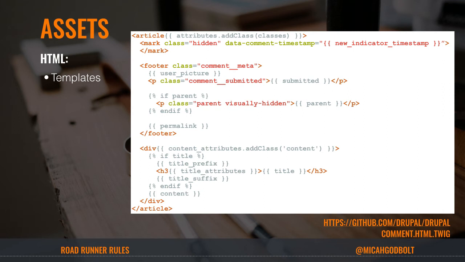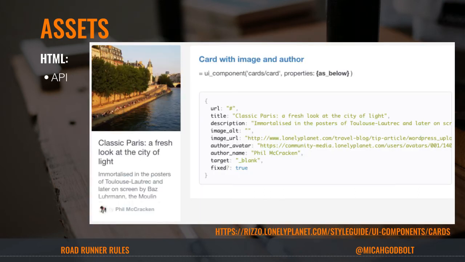And great, you're able to render that markup. This is much better because then if you need to change that H3 to an H2 in the future, it's extremely easy. You just push out those new templates. But you can take this one step further, as we did at Red Hat, and is also exampled here in Lonely Planet's Rizzo style guide.